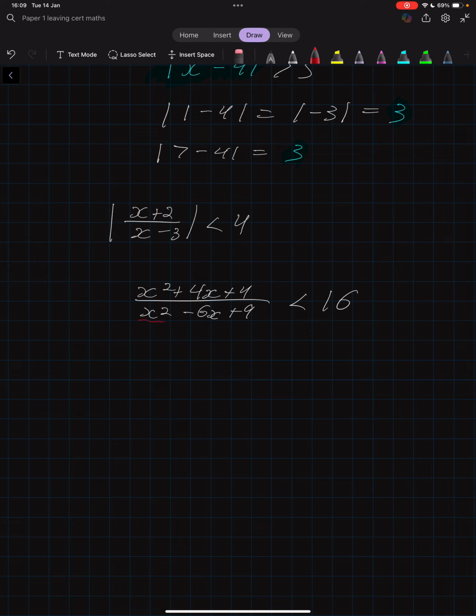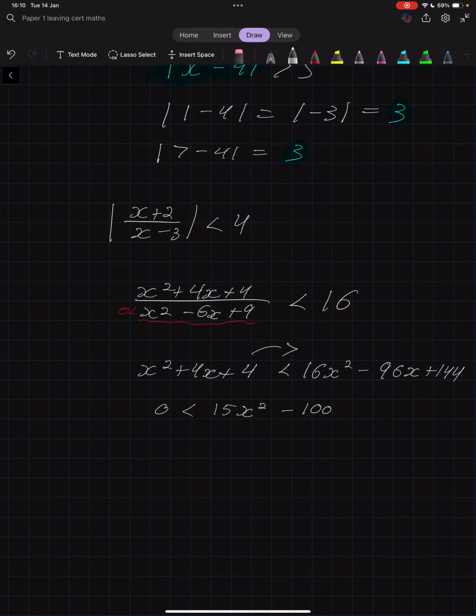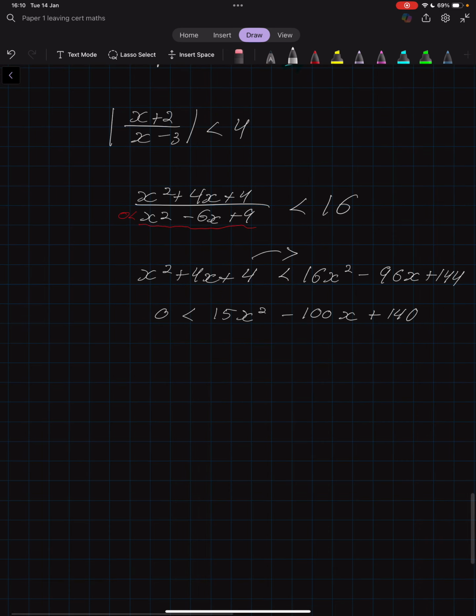Now remember, this denominator is a thing squared, which means I know that it is positive. So I can multiply both sides by that to get rid of it. So I get x squared plus 4x plus 4 is less than 16 times this, so 16x squared minus 96x plus 144. Again, I'm going to bring everything over to the right hand side because I prefer positive x. So I get 0 is less than 15x squared minus 100x plus 140. So I can divide everything by 5. So it's 0 is less than 3x squared minus 20x plus 28.